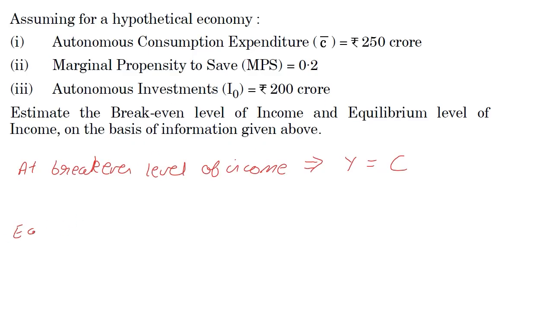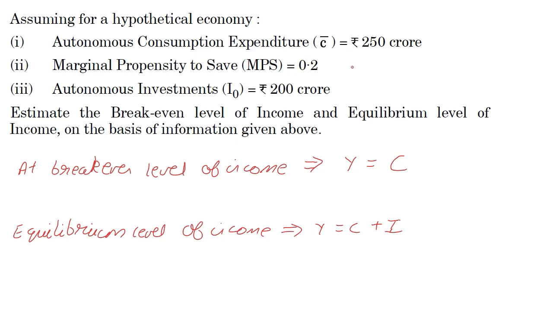Now, apart from that, at equilibrium level of income, we mean Y is equal to C plus I. Okay, so now we've got two equations.